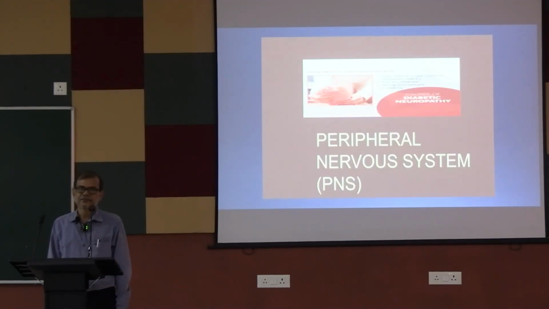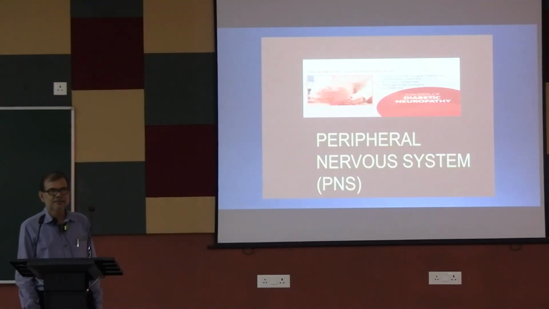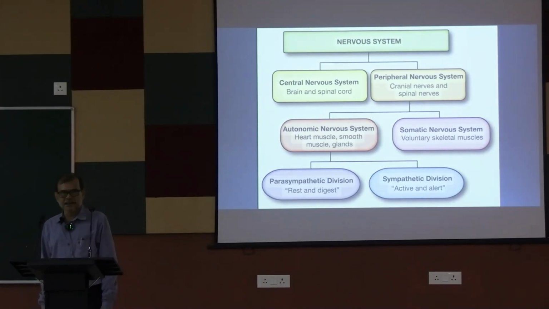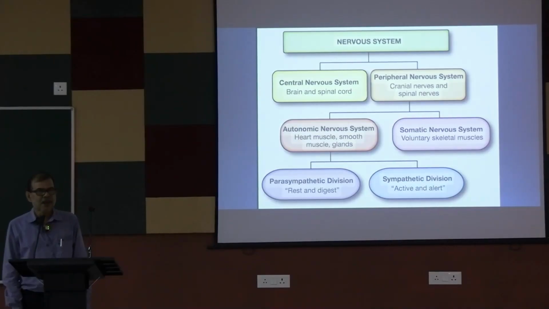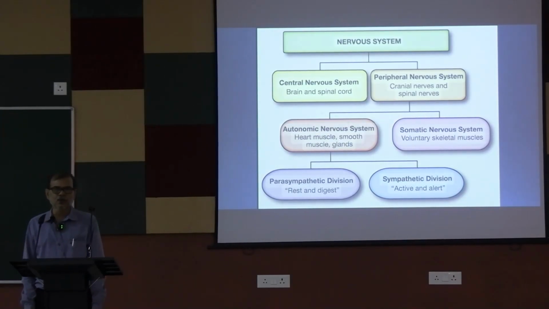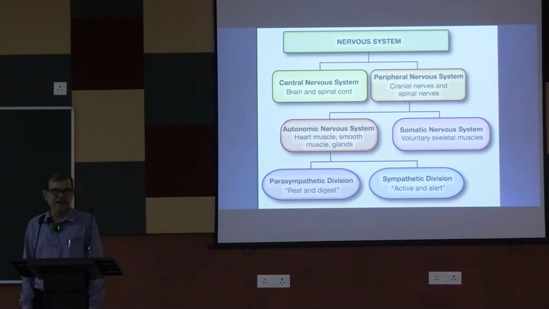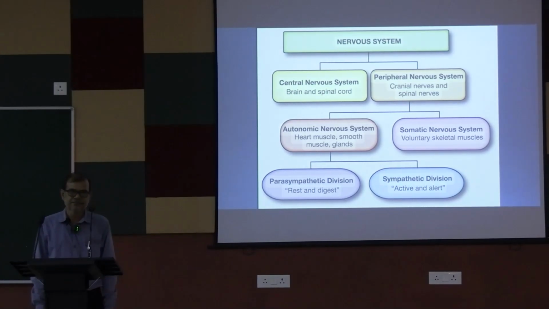Both have afferent and efferent pathways, or afferent and efferent components. Now, in the somatic system, the afferent component is the sensory input or sensory information from the environment, and the efferent component is performed by the motor nerves.